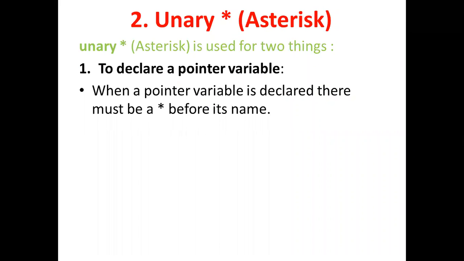Second unary operator is star, also known as asterisk symbol. Unary star is used for two things. First is to declare a pointer variable. When a pointer variable is declared, there must be a star before its name.